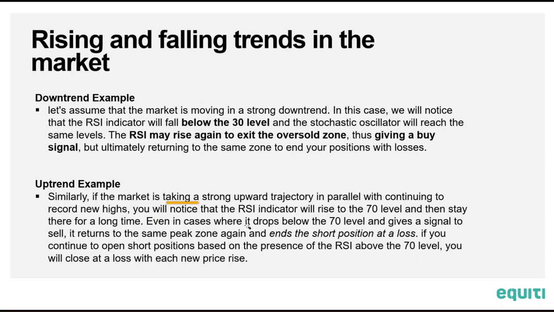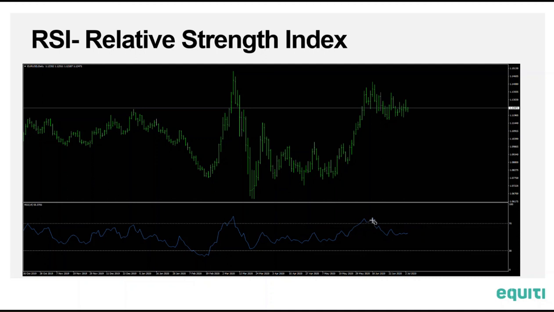Even in cases where it drops below the 70 level and gives a signal to sell, it returns to the same peak zone again and ends in a short position at a loss. So if we go back above 70, let's say that we are here and above 70, you may assume that the prices are going to start going down. However, since we just literally touched the area of 70 but then we went back up, in this place basically.